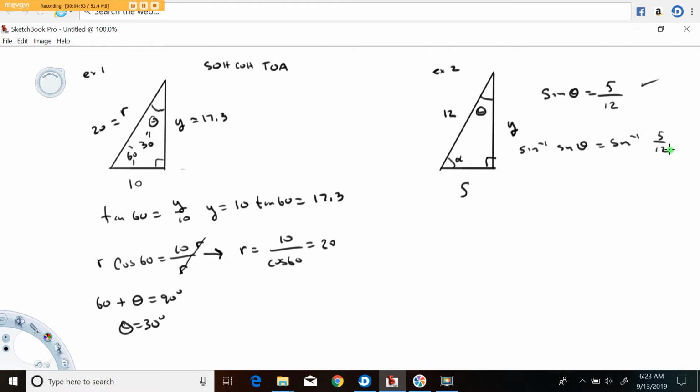Now, when you apply the inverse sine function, you're going to get an angle between minus 90 and plus 90. In triangle problems like this, these angles are always positive, so you're going to get an angle between 0 and 90. So what we're going to have is theta equals the inverse sine of 5/12. You just type that in exactly the way you see it, and I get 24.6 degrees out of that.